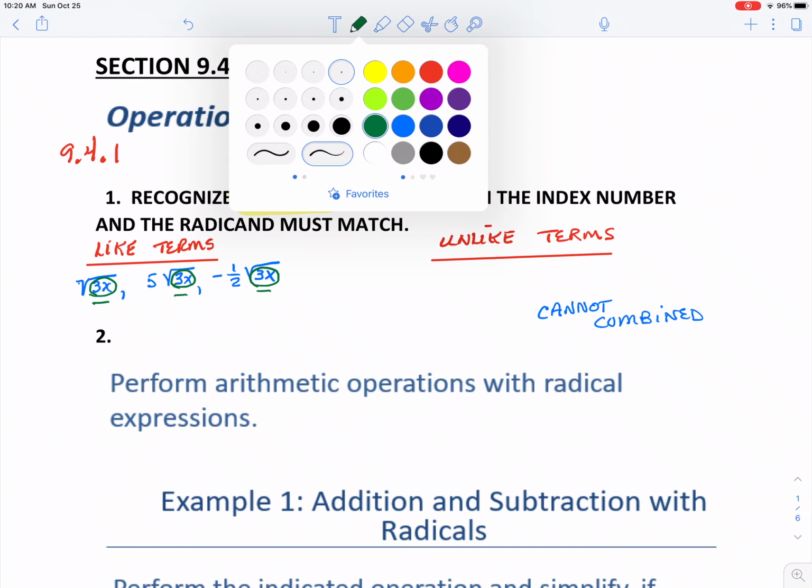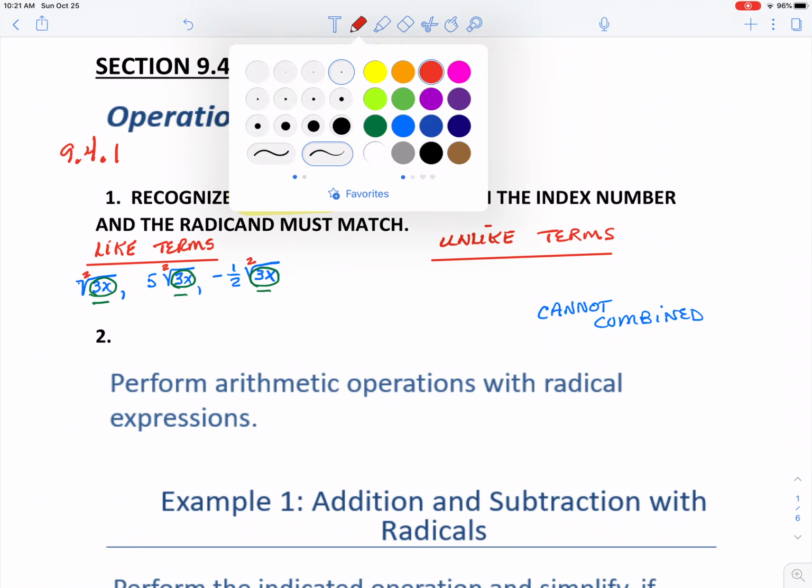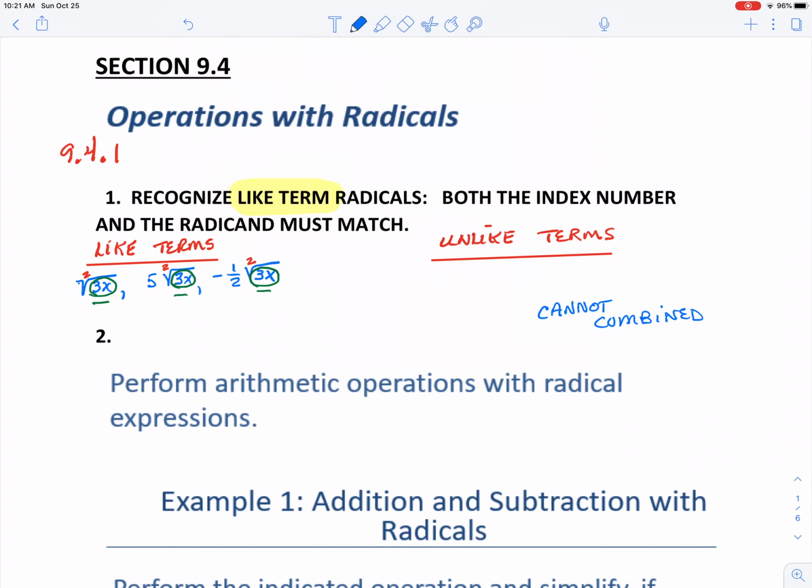The other thing you need to look for, just as we had to look for the exponent on the other terms, is that these roots, these index numbers, are all the same. These are not written down because they're square roots, but they all have an index number of 2. So like terms have to have exactly the same radicand, and they have to have the same index. Let me show you some examples of radical terms that are not alike.